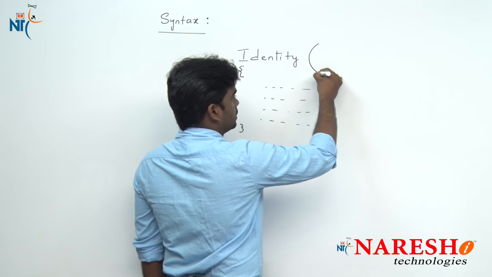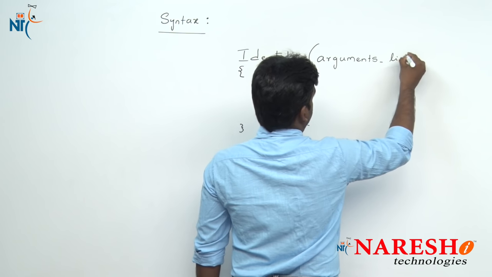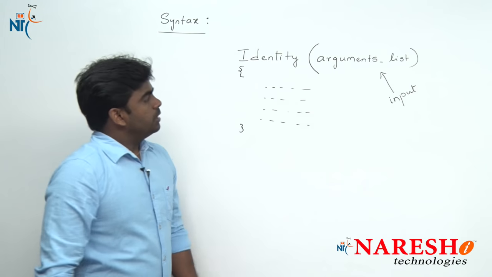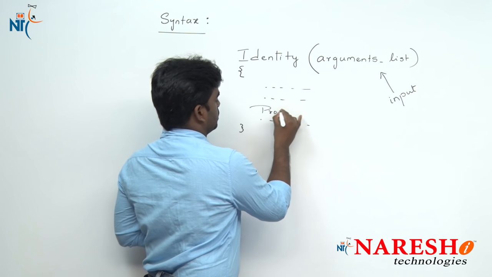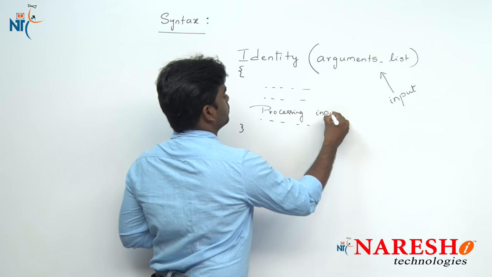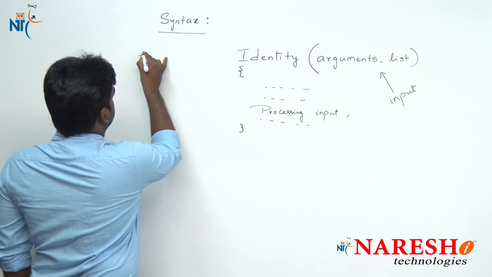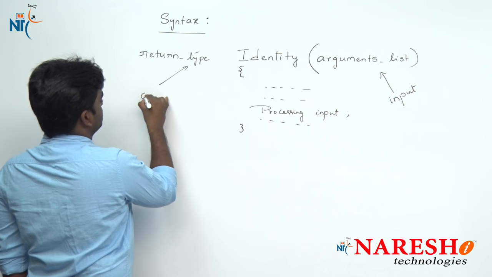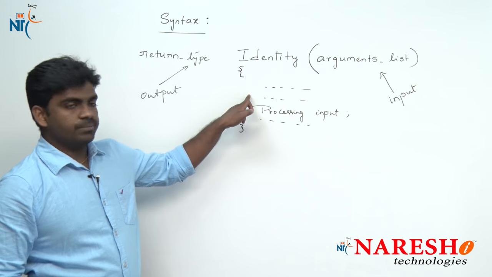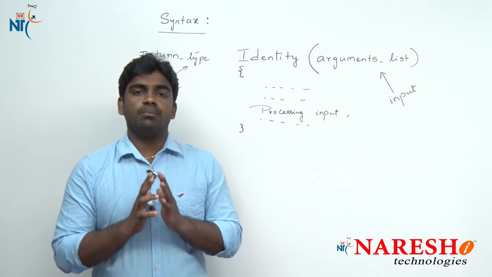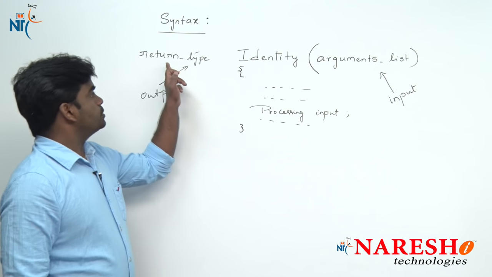Every function takes input. Technically, we can call it the arguments list. Generally, we can say it's an input, which is taking input and processing that input. This is the processing logic. And finally, it should produce the output. Output, technically, we can call the return type. Generally, we can say it is output. A function is nothing but a block of instructions having an identity, and the identity is mandatory, which takes input, processes the input and produces the output.